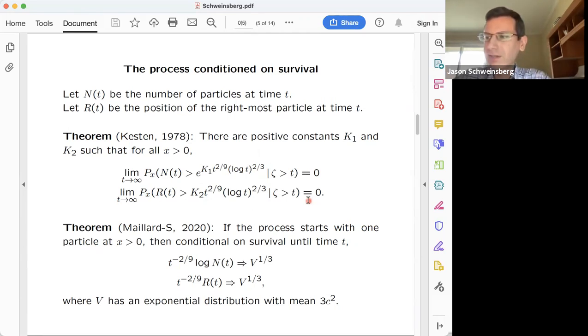So we're now able to obtain a sharper result, which tells us that the log t to the 2/3 factors are unnecessary. The log of the number of particles at time t is of the order t to the 2/9. More precisely, when we start with one particle at x and conditional on survival until time t, t to the minus 2/9 times the log of the number of particles at time t converges in distribution to the cube root of an exponential random variable as t goes to infinity. And likewise, t to the minus 2/9 times the position of the rightmost particle at time t converges in distribution to the cube root of an exponential random variable.